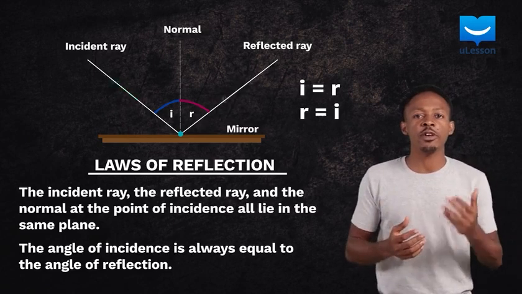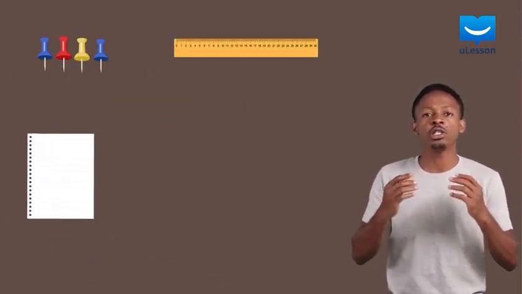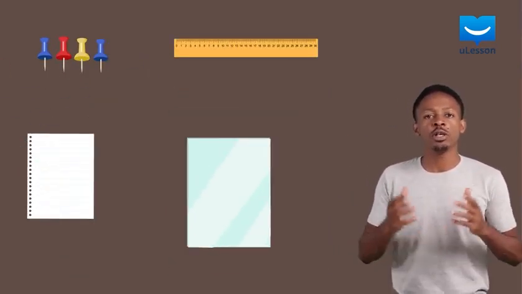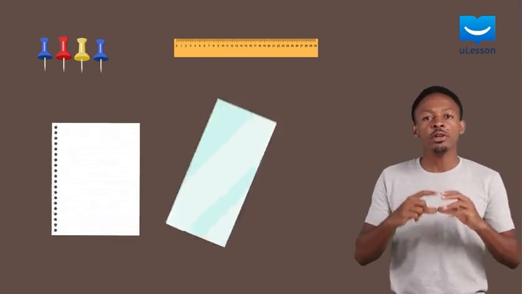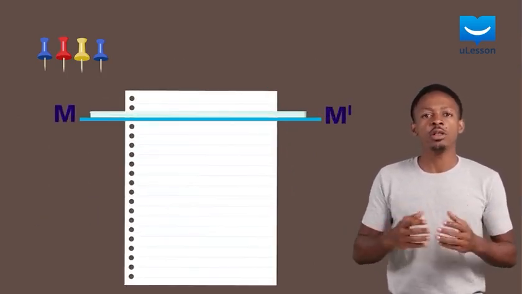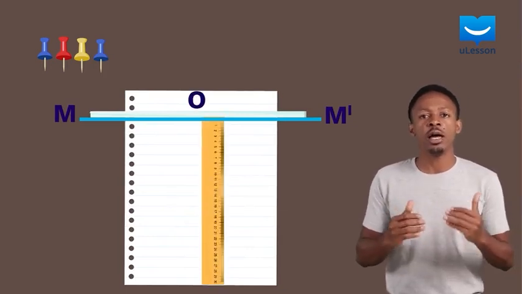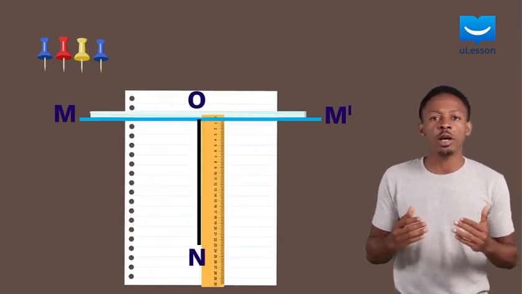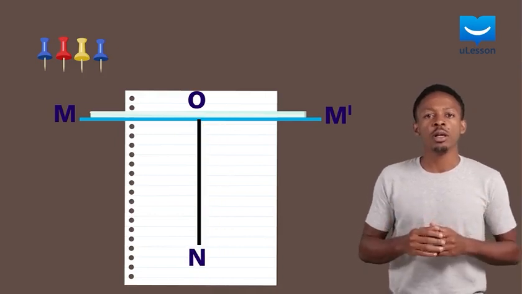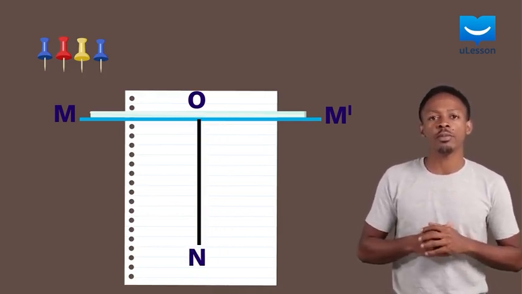An experiment can verify this. To do this, we need 4 pins, a ruler, a white sheet on a drawing board, and a strip of a plane mirror. So let's begin. Lay the mirror strip on its edge along a line MM' on the sheet of paper and mark a point O in the middle. Then draw a line ON perpendicular to MM' from the point O. Line ON is the normal line to the mirror plane MM'.